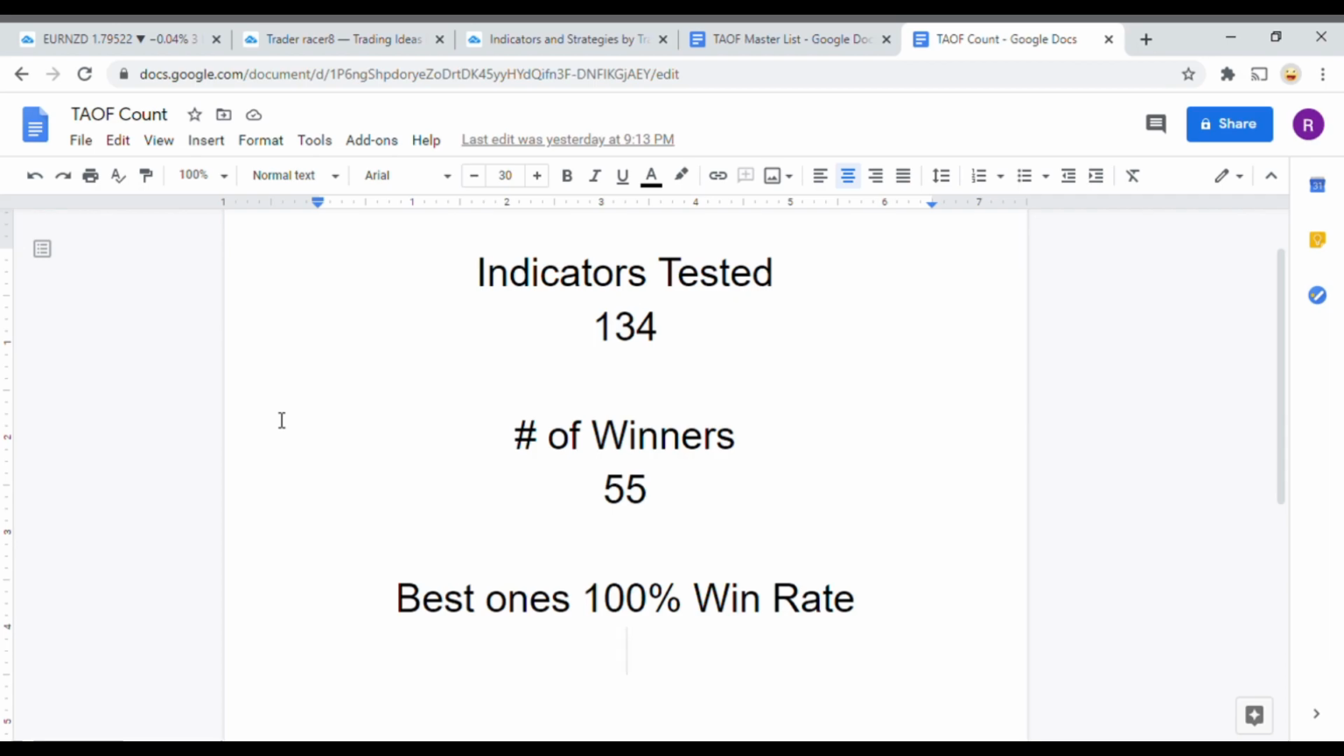So to date, we have tested 134 indicators. And out of those 134 indicators, 55 of them have been winners, which means that they have met or exceeded the 60% win-loss ratio threshold that we have set for them. The best ones so far were able to achieve a 100% win rate.